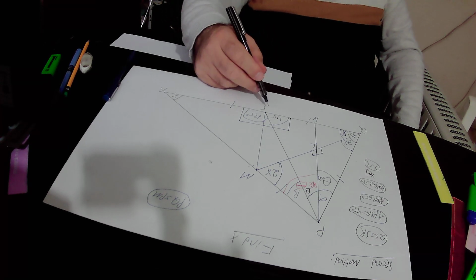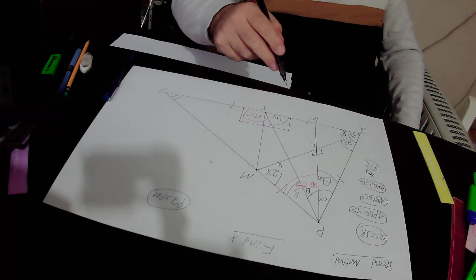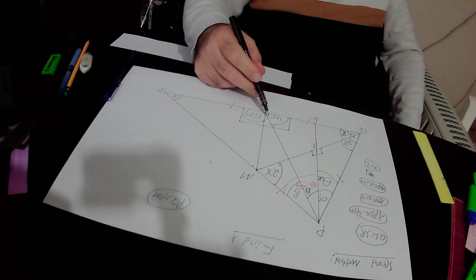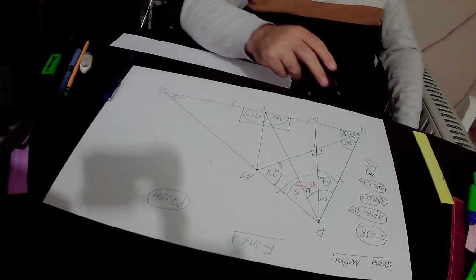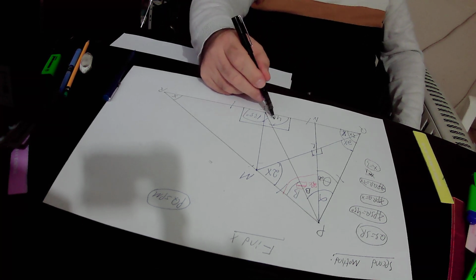Here, angle MSN or MSQ, it is the same, equals 90 degrees, because MS is perpendicular to QR. This angle equals 90 degrees.